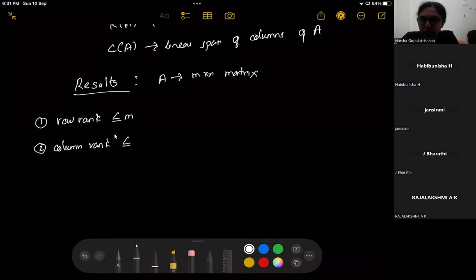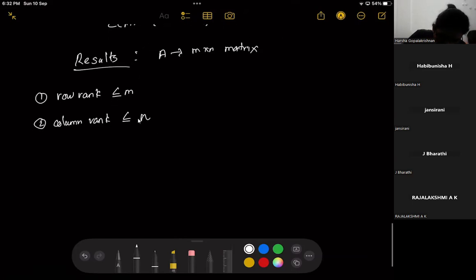Column rank will be less than or equal to? Madam, n? N. Because we have n columns there. So the linear combination of these n columns gives a vector space, and the dimension of that vector space is the column rank. Obviously, in some cases, fewer than n elements can also generate the same vector space. So that is why the column rank is less than or equal to n.